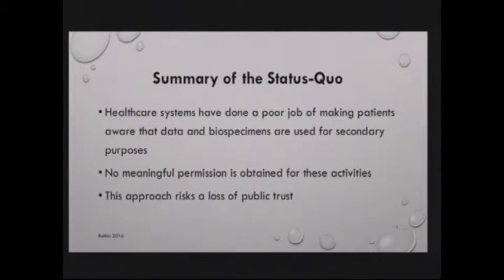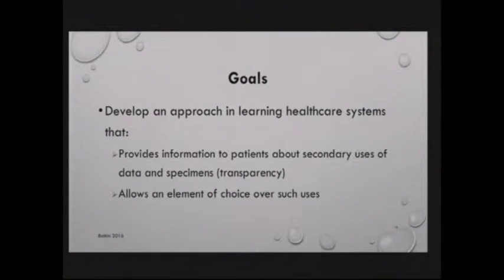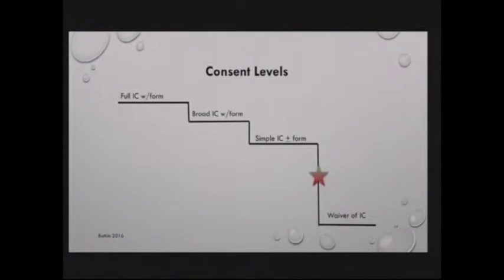So no meaningful permission obtained for these activities, and I think this entails a significant risk of loss of trust of the public when folks realize that what they assumed to be happening with their records and with residual samples was not happening. So I think we have to develop an approach in a learning healthcare system that provides information to patients about secondary uses, that's the transparency part, and allows an element of choice in some circumstances. I don't want to be too broad here with that claim.